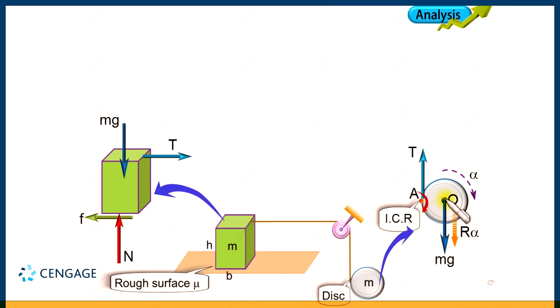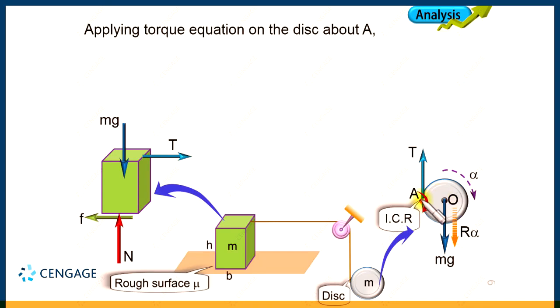Now, we can write the torque equation. As we discussed, the torque equation has very much limitation. It is applicable about the centroidal axis first, and second, about a fixed point. So, we can apply the torque equation about the center of mass or centroidal axis, and we have one more point, the ICR, which is a momentary fixed point. That means we can apply the torque equation about this point also. So, we are going to apply the torque equation about A.